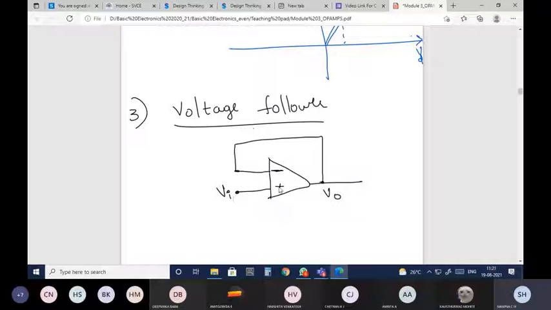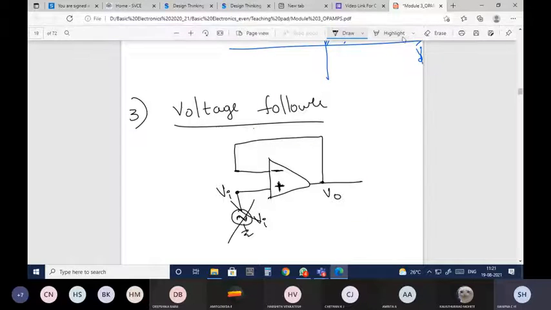VI is provided at the non-inverting terminal. So this is the circuit of the voltage follower. This is grounded. That's what I'm telling you. If you are not comfortable with this, you don't draw it, but don't make mistakes. It's left to you.